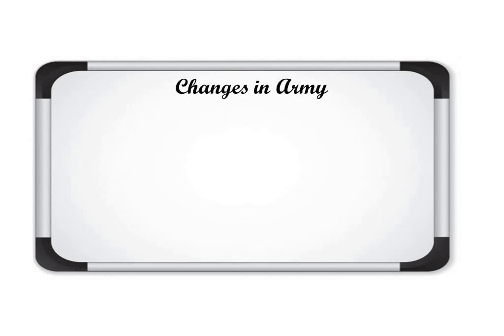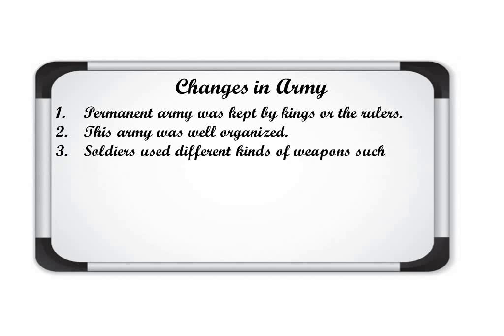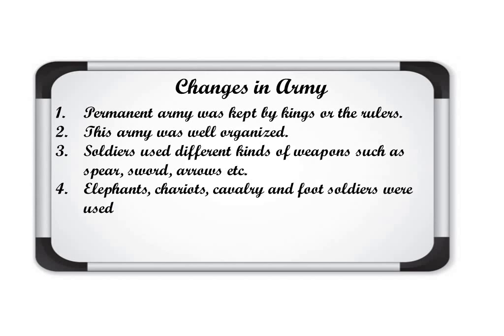The next topic was changes in the army, what was included and how the army was maintained at that time. A permanent army was kept by kings or the rulers of that particular time. They were all well organized armies. Soldiers used different kinds of weapons such as spears, swords, arrows, etc. Then elephants, chariots, cavalry and foot soldiers were used in the army, that we have already discussed. The cavalry means the soldiers on horses, and so we can write this description of the army of that time.